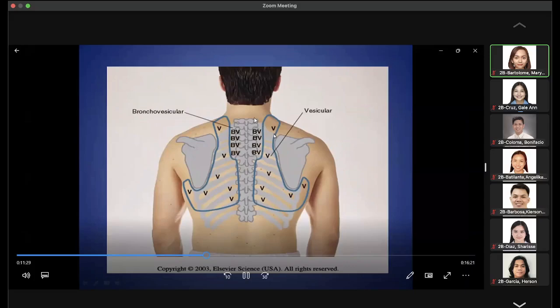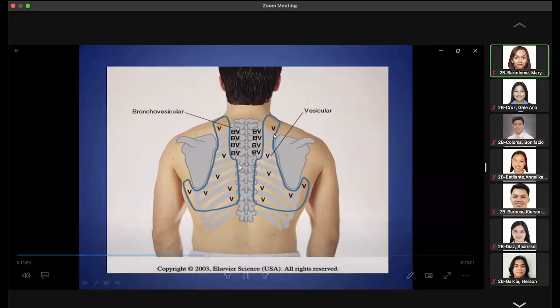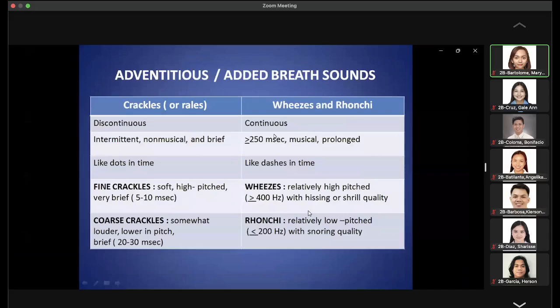We also have the adventitious or added breath sounds. Okay. Here we compare discontinuous or intermittent, non-musical, and brief sounds like dots in time, and the difference between fine and coarse. So in fine, we have soft, high pitch, and very brief. Whereas in coarse, the sound is somewhat louder and lower in pitch and brief, but longer than fine crackles.